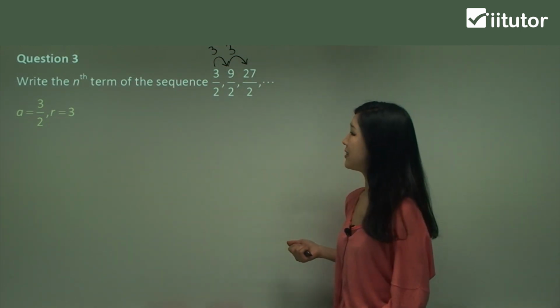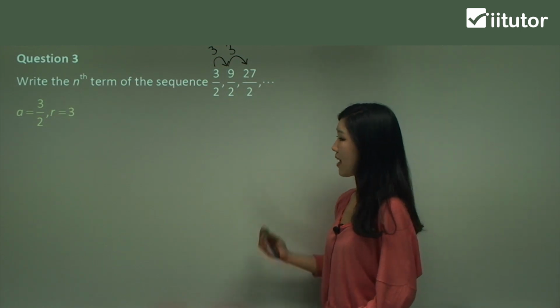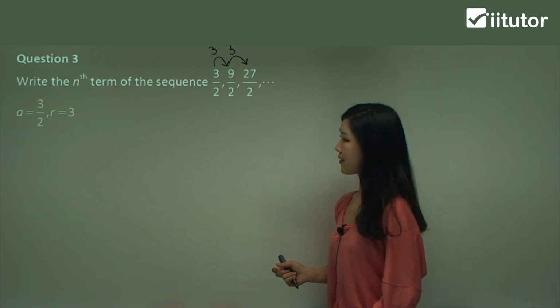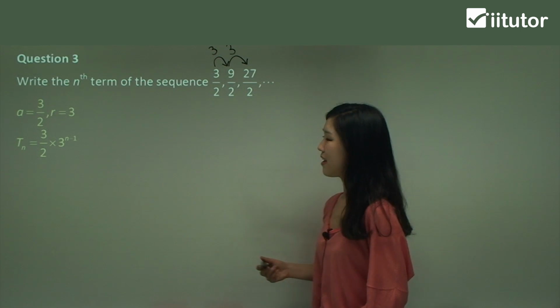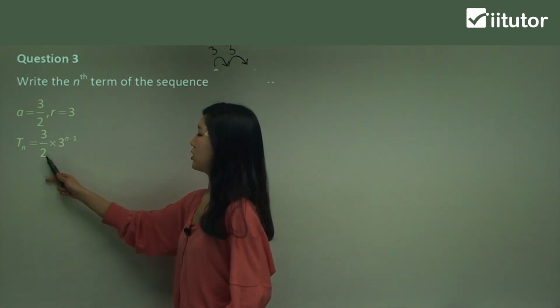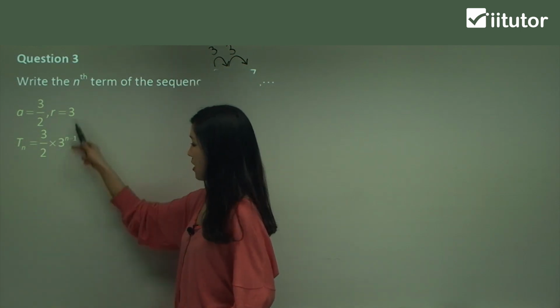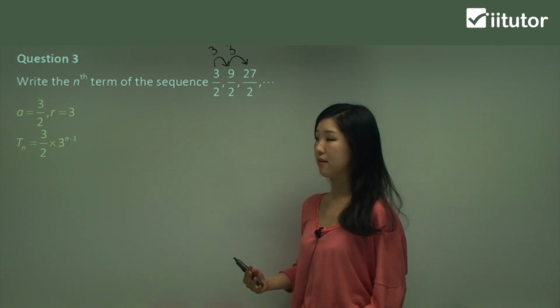All right, can you see that? Okay, so that was pretty simple again. A is 3 on 2, R is 3. We found those two important factors. Now what I'm going to do is just put it into our formula just like this. So it's going to be 3 on 2 times 3 to the power of n minus 1. 3 on 2 is A, 3 is R, to the power of n minus 1, because again we're going to put it in terms of n.